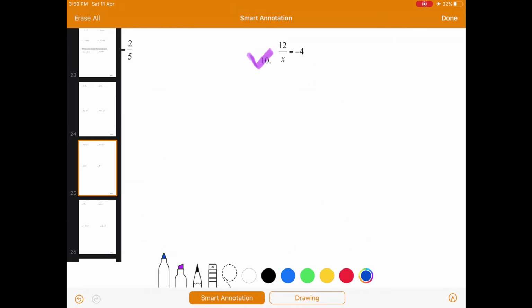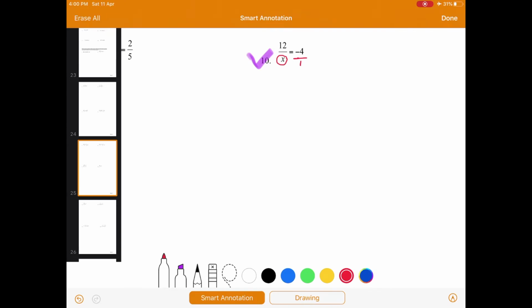Question 10. 12 divided by x is equivalent to negative 4. You will notice that the x here is in the denominator. So the method that I'll be using is the same as before. I want to have the two fractions to have the same denominator. So negative 4 is a rational number. It can be written as a fraction, negative 4 over 1.